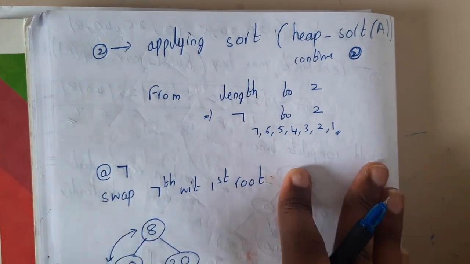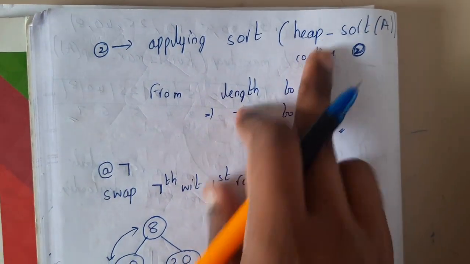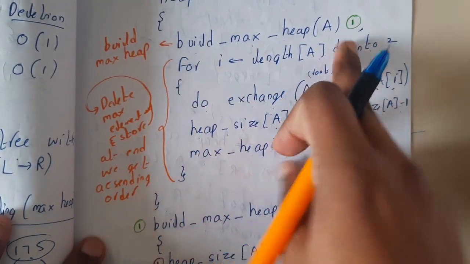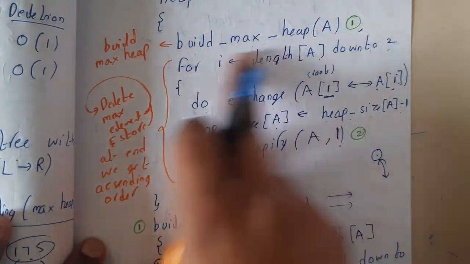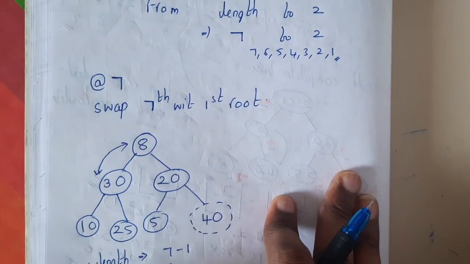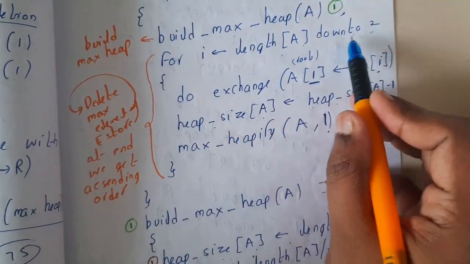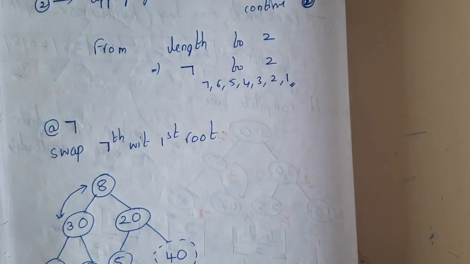Now we'll be continuing with the heap sort. We are done with only a single step in the main heap sort. Now we will continue with the deletion process, that is heap sort, the main process. If you observe here, the loop length is from n down to 2.